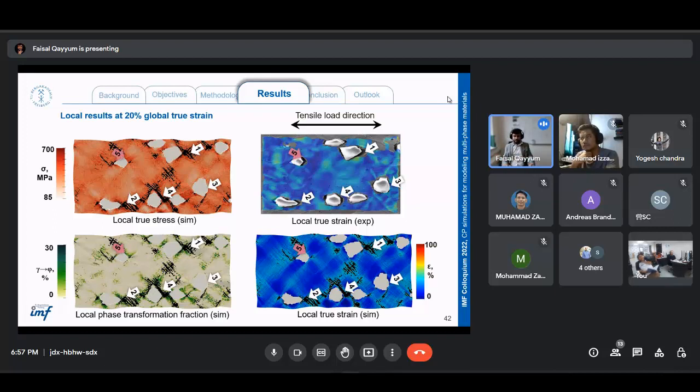And in the end, we see that in experiments there is significantly large damage at some points, but in simulations this damage is not so pronounced.